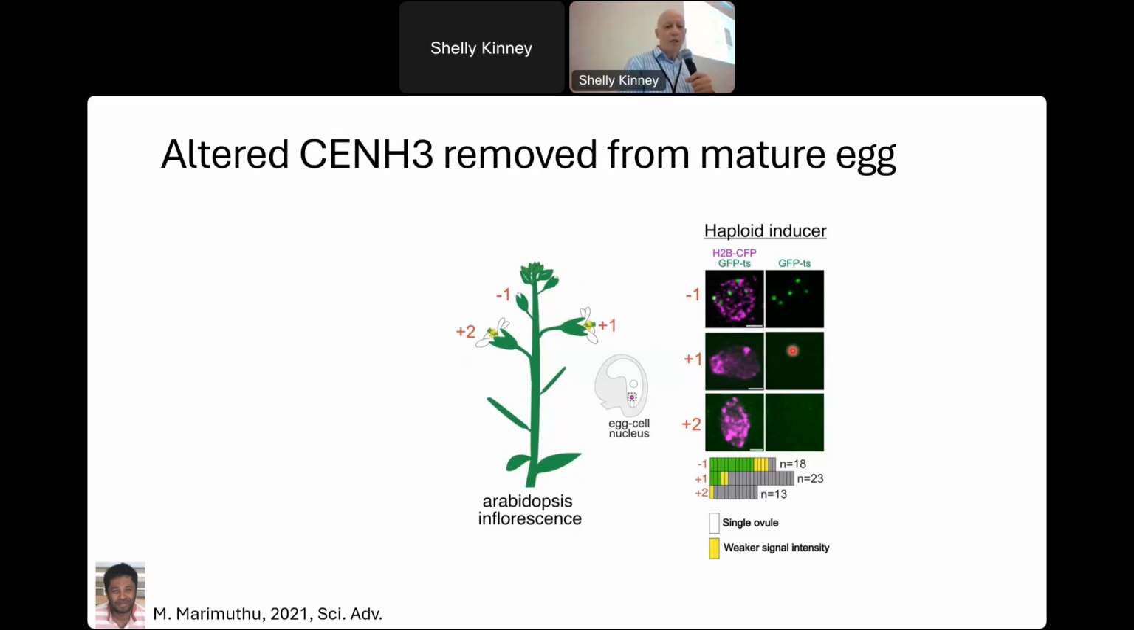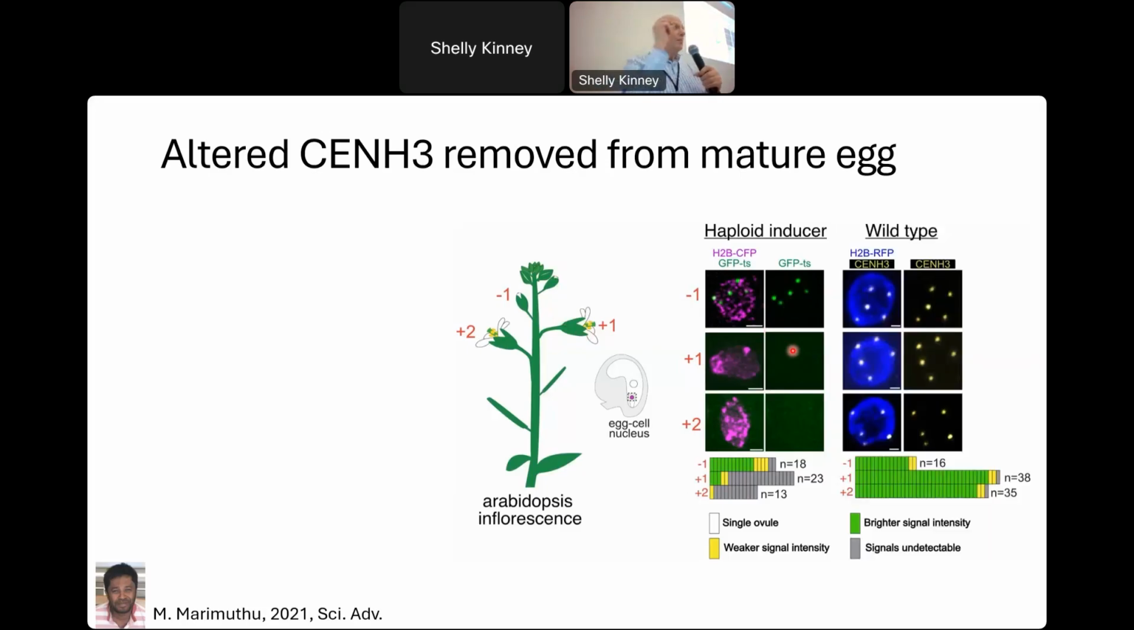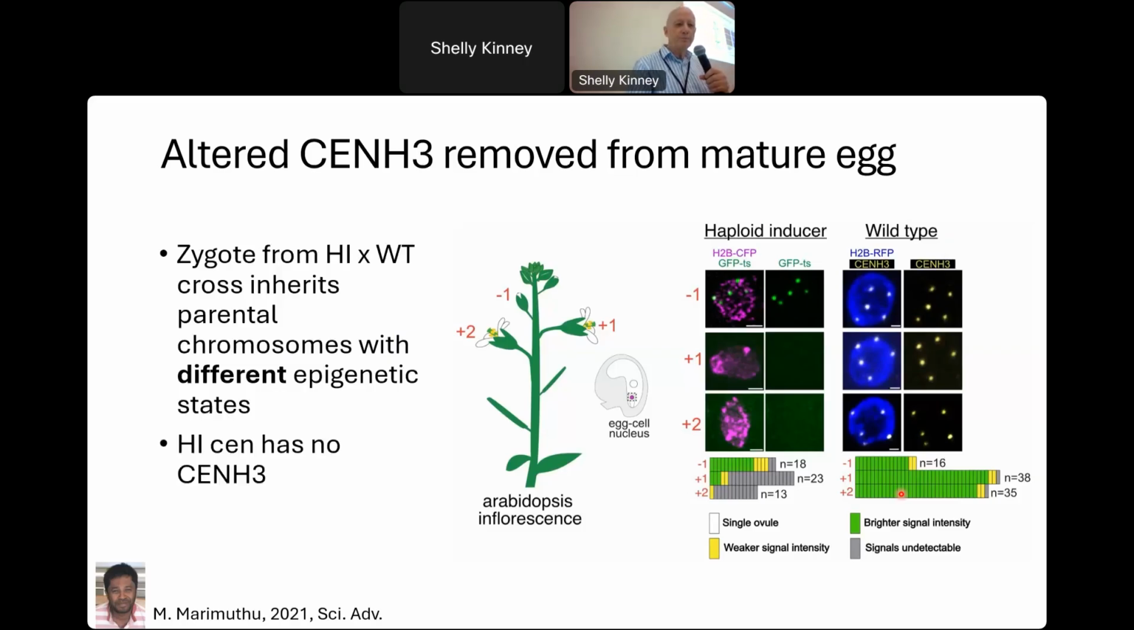They are removed. Now, this was discovered by Mohan, and if you look at the wild-type SNH3, you find that it is not removed at all. In fact, you can put the haploid inducer SNH3 and the wild-type SNH3 in the same cell, and the modification is recessive, so at that point it is functionally wild-type, but the haploid inducer SNH3 is being removed while the wild-type, the unaltered one, stays. So that was a very clear identification of the problem.